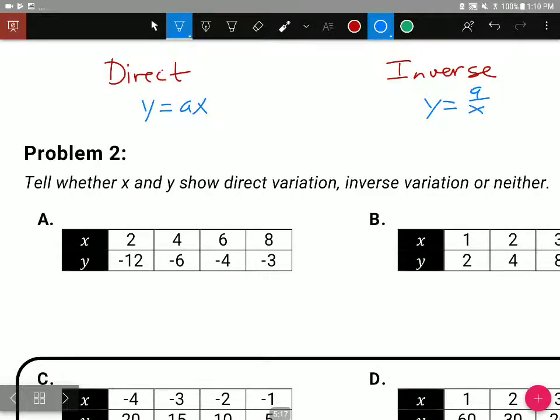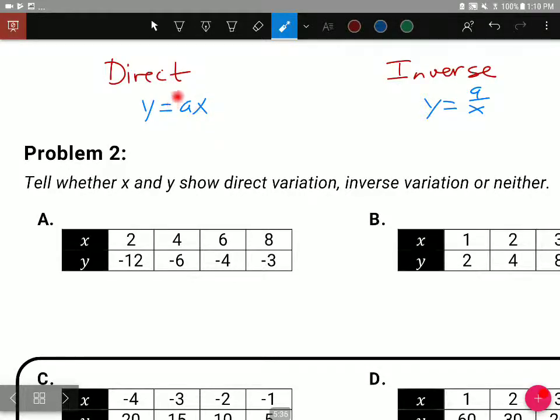Cool? All right. Basically what we're going to do is find the relationship, find A. If they give us a table, we'll use X and Y to find A and see if it's constant. So for A on this one, what would I do to get A right here?